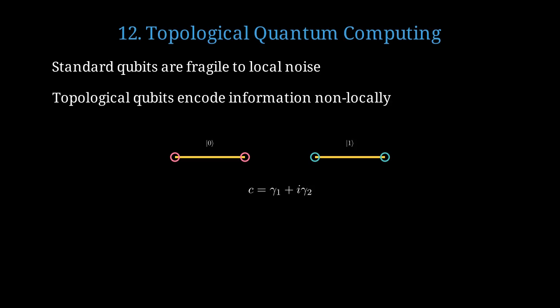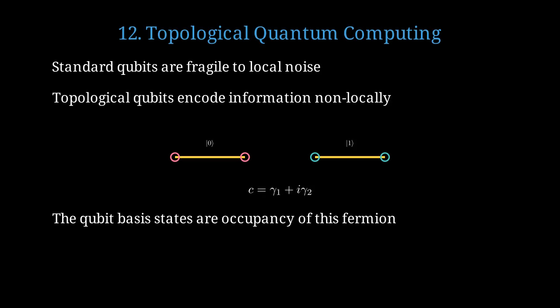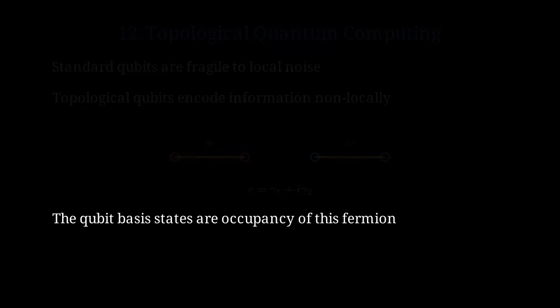Two Majoranas from different wires combine to form a complex fermion operator c equals γ1 plus i γ2. The qubit computational basis corresponds to the occupancy of this non-local fermion, empty for 0, occupied for 1. Quantum gates are implemented by physically moving Majoranas around each other, braiding their world lines in spacetime.